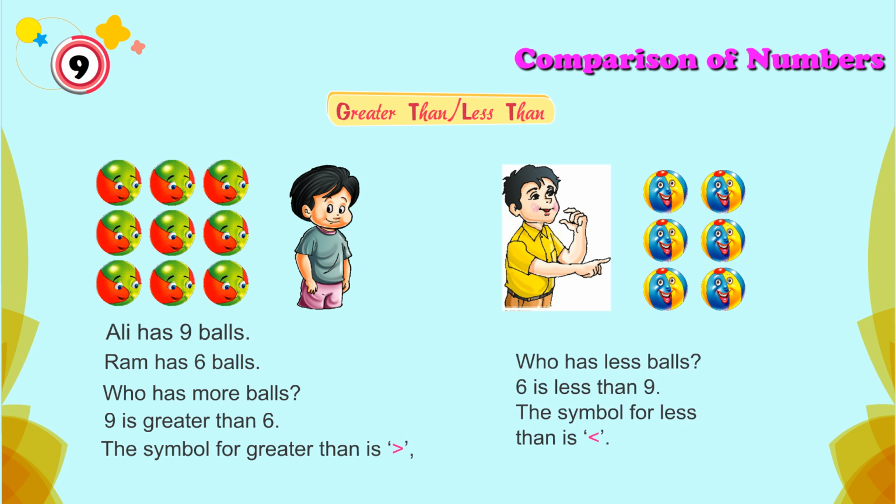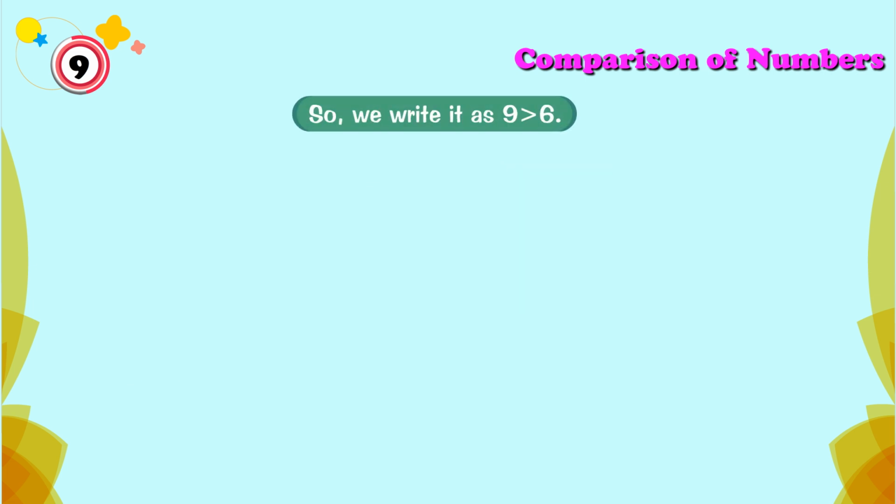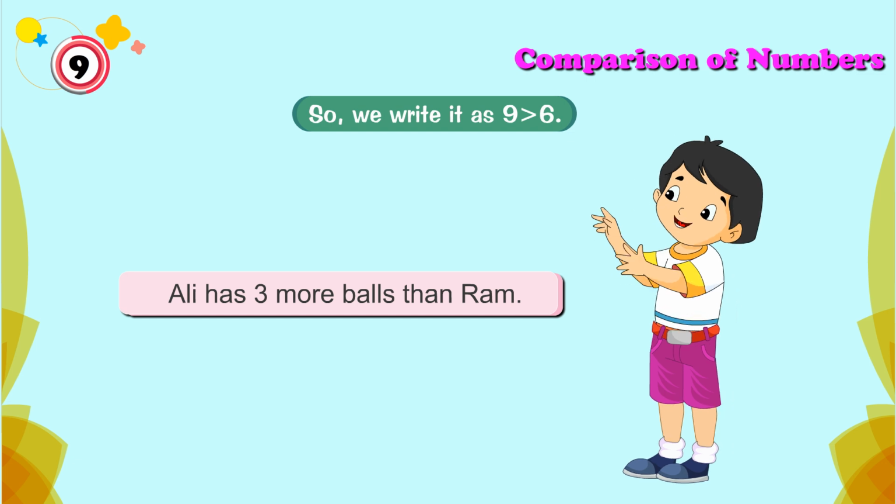Who has less balls? 6 is less than 9. The symbol for less than is. So we write it as 9 is greater than 6. Ali has 3 more balls than Ram.